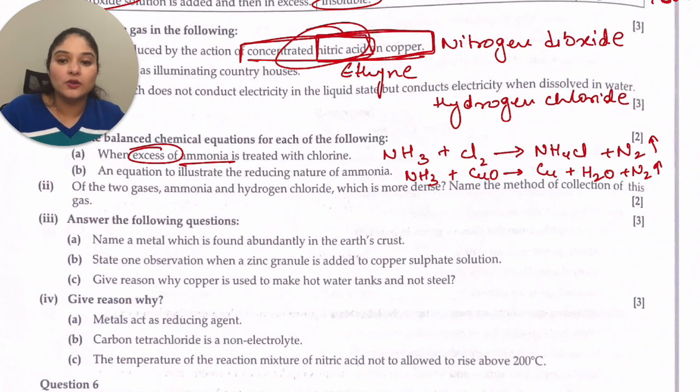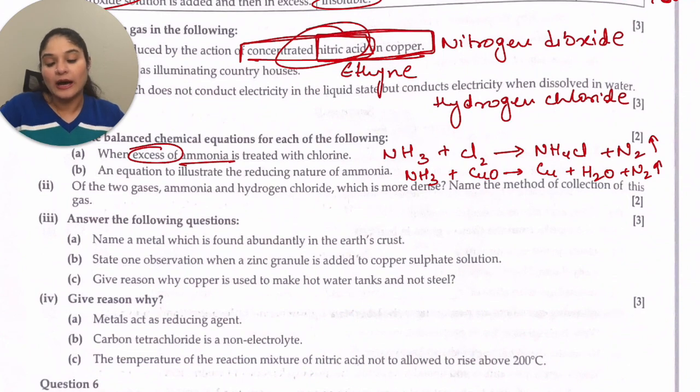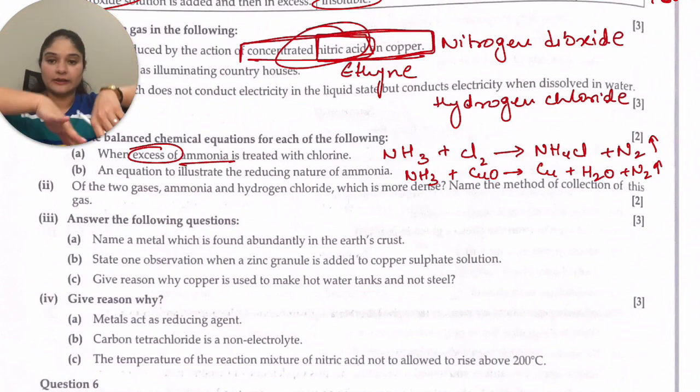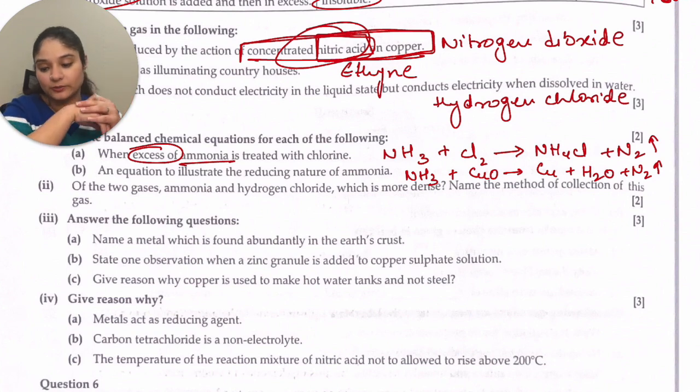Now next is, of the 2 gases, ammonia and hydrogen chloride, which is more dense? Name the method of collection for these gases. So hydrogen chloride gas is more dense. And how do we know that? Because hydrogen chloride is collected by upward displacement of air. That means air moves out and hydrogen chloride settles in. Whereas ammonia is collected by downward displacement of air. That means you have a funnel. As ammonia rises up, air gets out. Okay, so downward displacement.